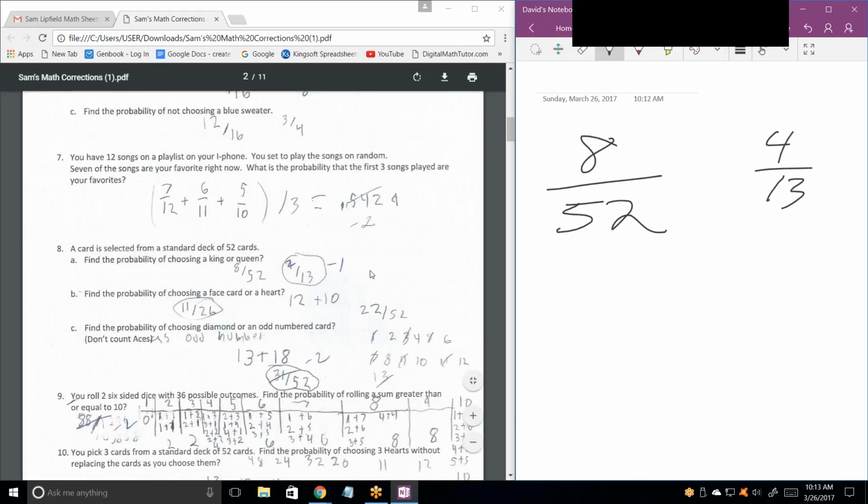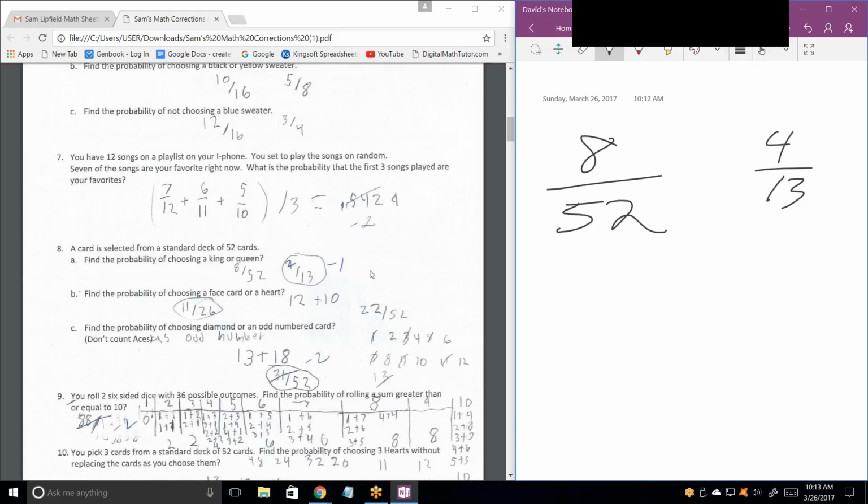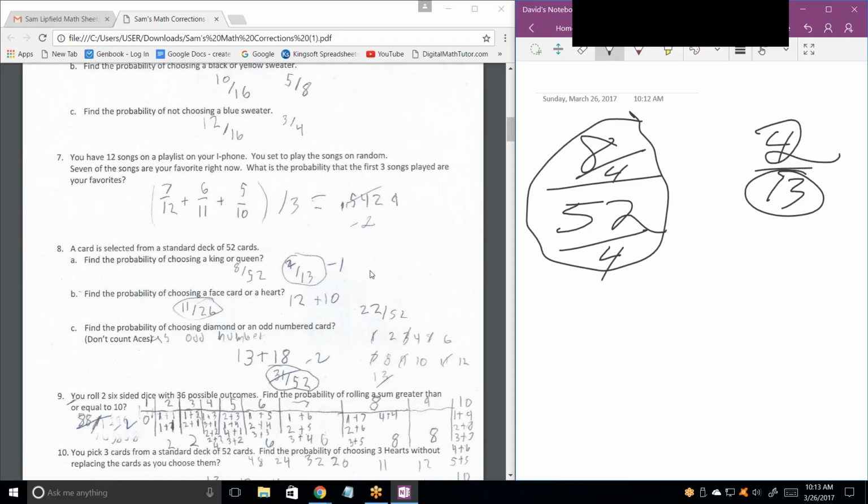Yeah. Okay. Notice that the only way to convert this is divide the top and the bottom by the same number. Well, I can divide the top by 4 and I can divide the bottom by 4. That gives me 13 in the bottom, but 8 divided by 4 gives me 2. Now I know it's simplified.